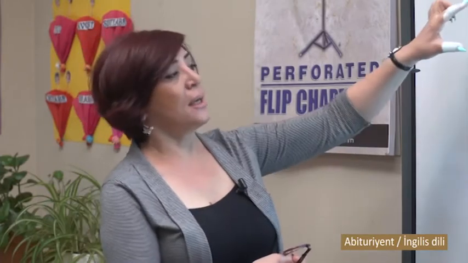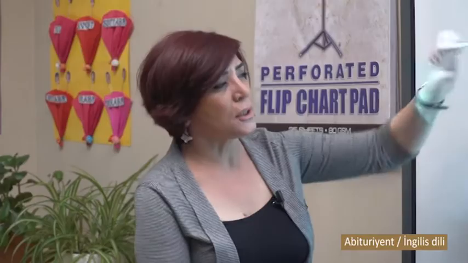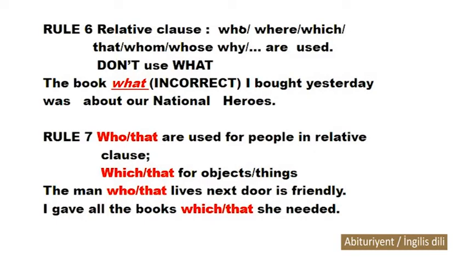For example, the book what I bought yesterday was about our national heroes. You see, it is incorrect. Which conjunctive word to use here? Of course, that or which. It will be explained in rule number 7.